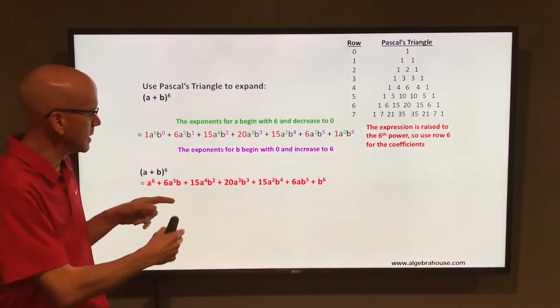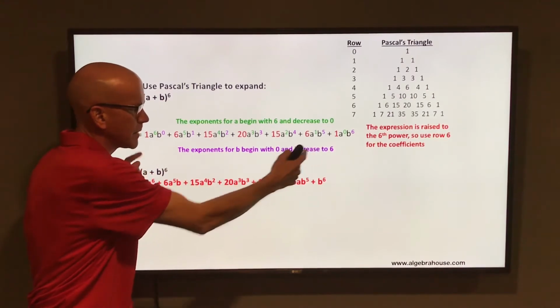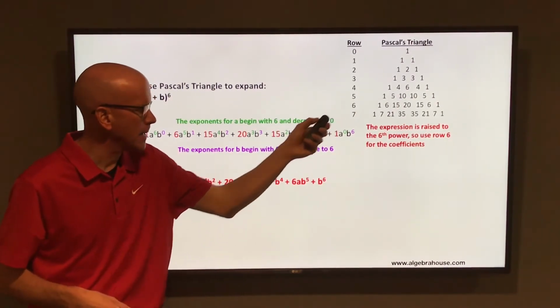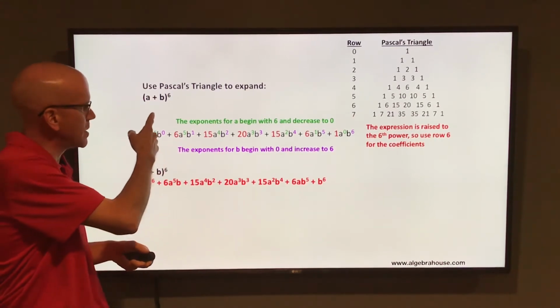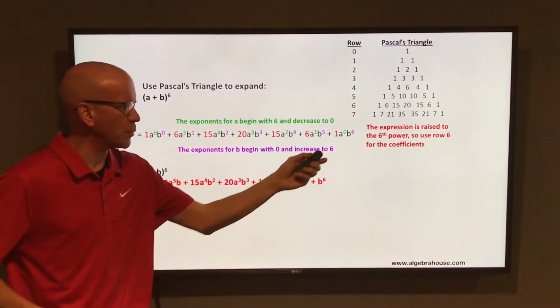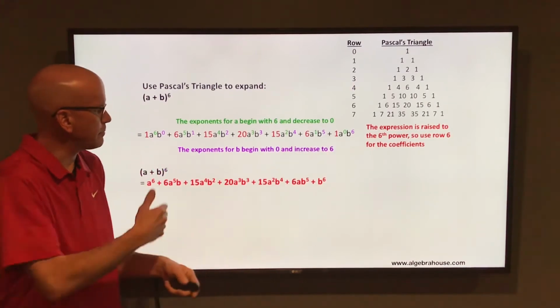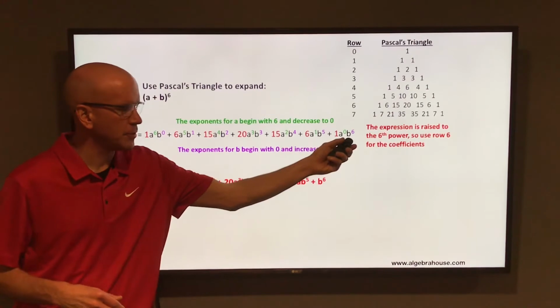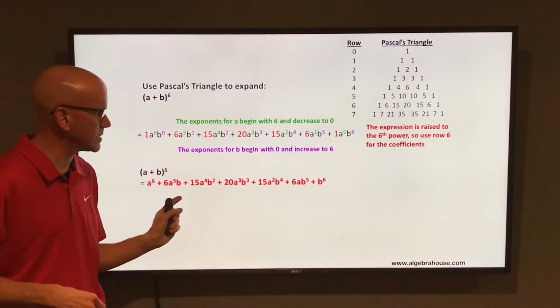Again, the process: space out your coefficients. So space out the coefficients from row 6 because we're taking this to the 6th power. And then put in your a's, start the a off to the 6th power, work your way down to a to the 0. And then put in the b's. Start the b off to the 0 power and work your way up to b to the 6th. So that is the final product.